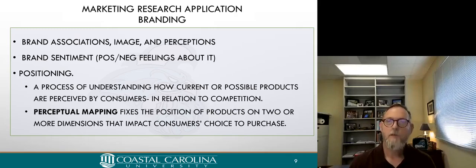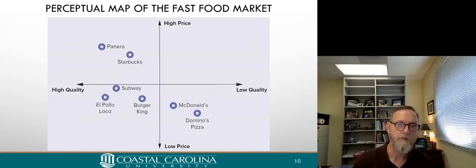Those types of things. We may extend this a little bit into perceptual mapping. That might be something that you're familiar with or have heard about, but a perceptual map is a statistical tool where we plot locations of people's perceptions of the brand and also our competitors at the same time. And this is a big part of research.